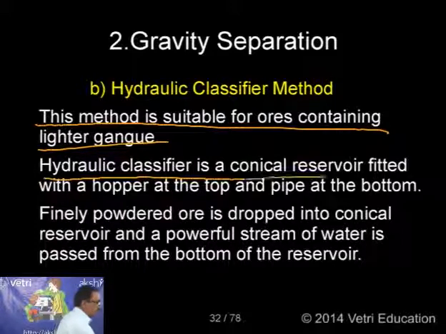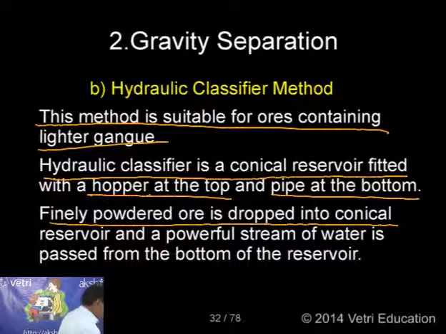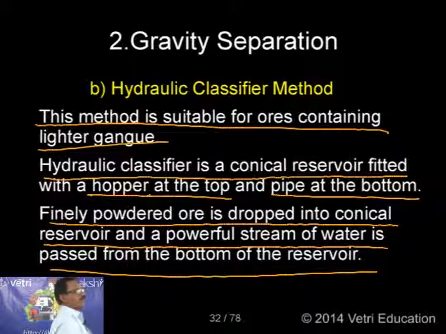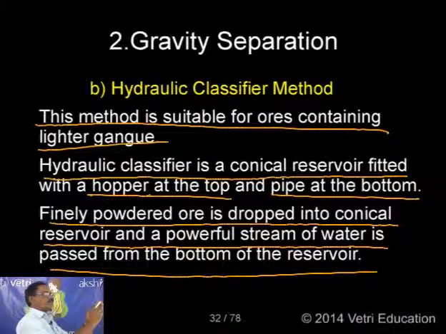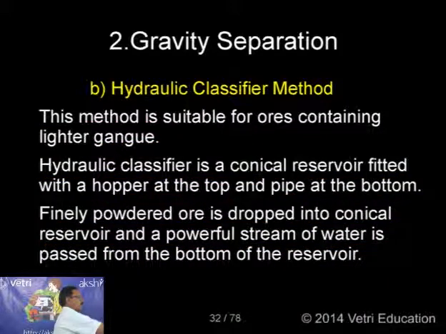So the hydraulic classifier is a conical reservoir fitted with a hopper at the top. You have seen it already, I already showed it. A hopper at the top and a pipe at the bottom through which we send water. Finally, powdered ore is dropped into the conical reservoir, and a powerful stream of water is passed from the bottom of the reservoir. So when water comes up from the bottom and we add the ore containing lighter gangue from the top, the gangue will be washed away by the water, but the heavier metal comes down and is collected. From the top, we collect the lighter gangue separately. This is the basic principle involved in the hydraulic classifier method.